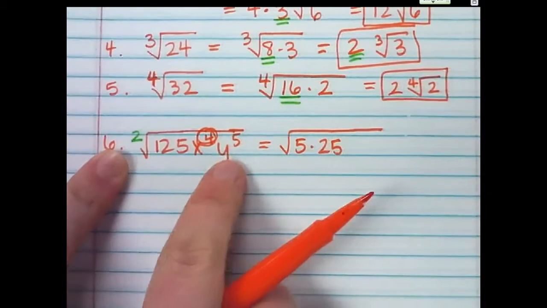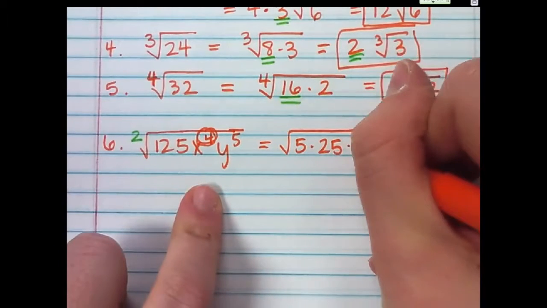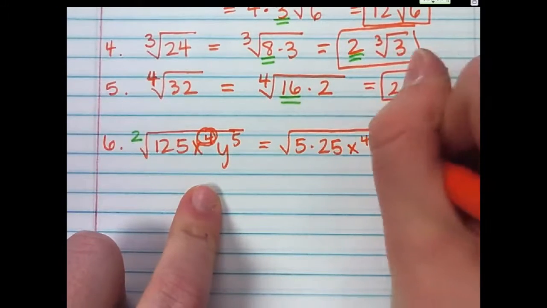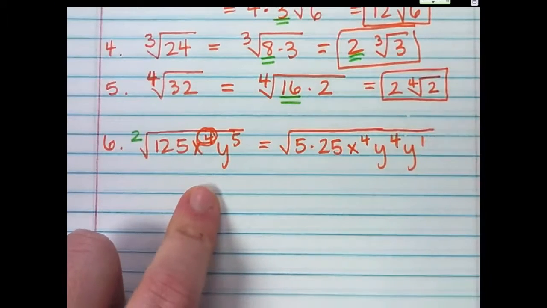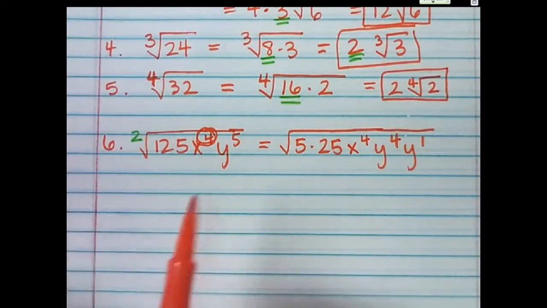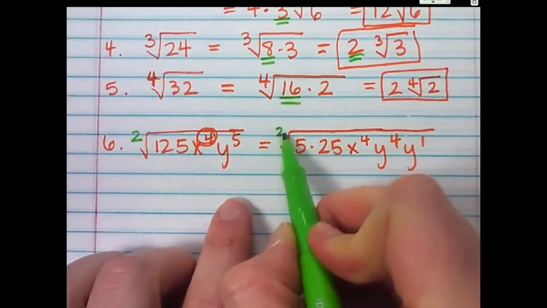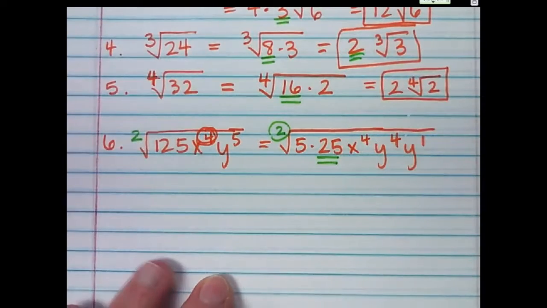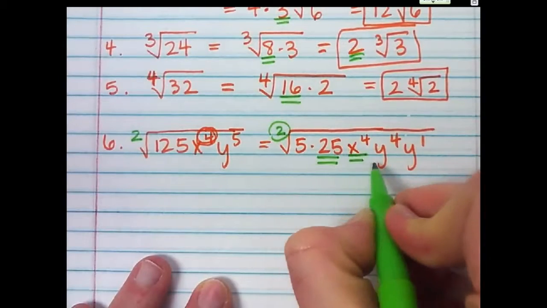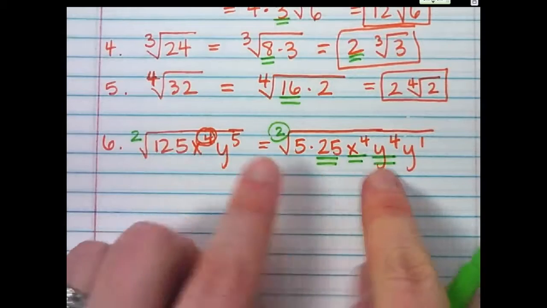The y though, because I have y to the 5th, that's not going to come out even. So I'm going to split the y up. So I'm going to leave the x to the 4th, and I'm going to split the y up into y to the 4th, y to the 1st. And you'll get to where you might not have to do this, but I like the visual for this. Okay, so remember there's a 2 here. So I'm going to underline the parts I can simplify. I can take the square root of the 25. I can take the square root of x to the 4th and y to the 4th. Okay, so those 3 pieces will come out.